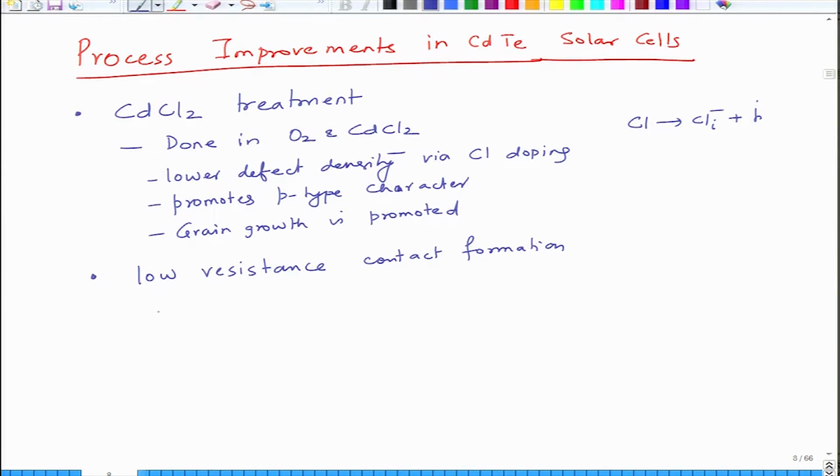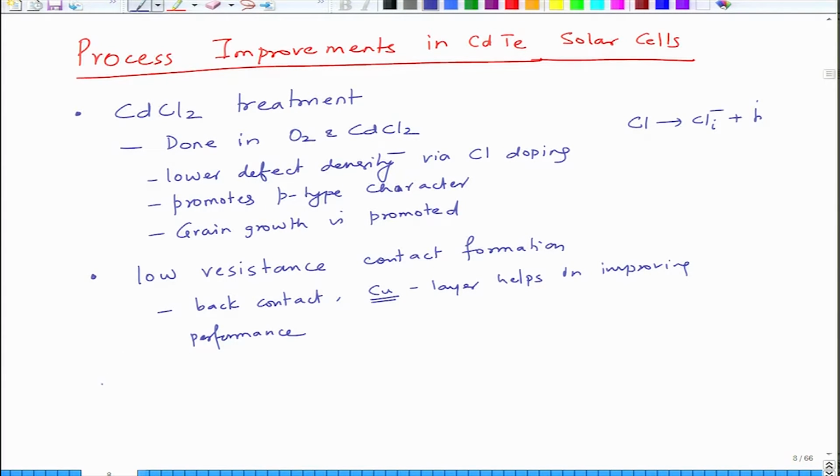So for example, you can have at the back contact, or on the other side where you don't have glass, between the contact and CdTe, if you put a layer of copper, so copper layer helps in improving performance. So copper basically improves the back contact and improves the p-type conductivity.